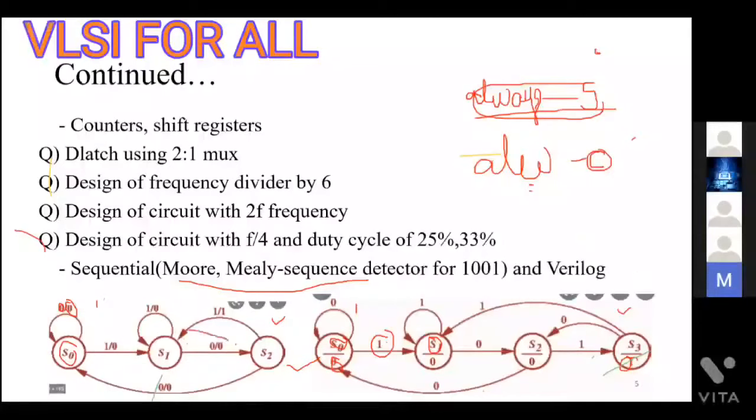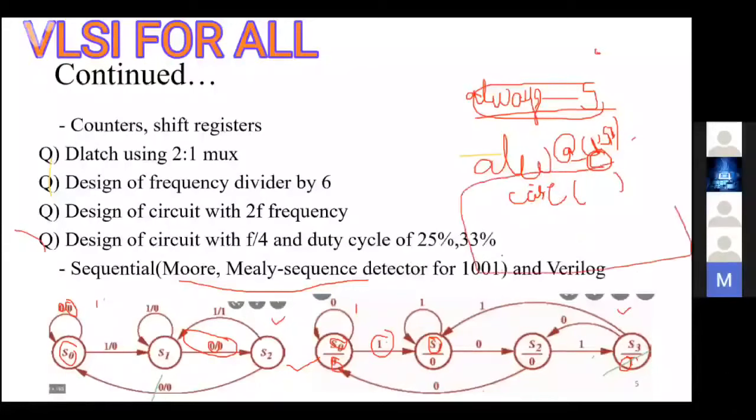For example, in the Mealy machine, the output depends on the present state as well as the input. So you can always place the present state as well as the input, and use some case statements depending on the transition. You can write case statements here and code it accordingly. If you have any doubt related to it, I can answer it later. The coding is also easy.